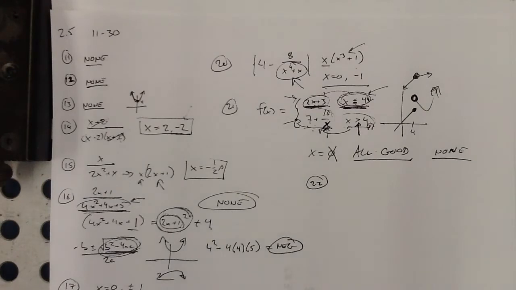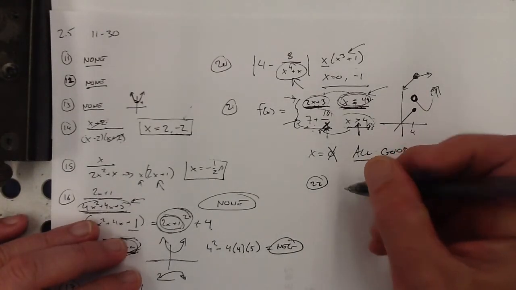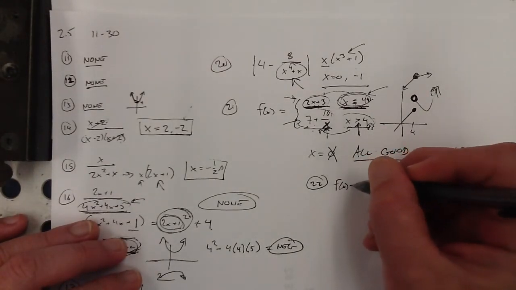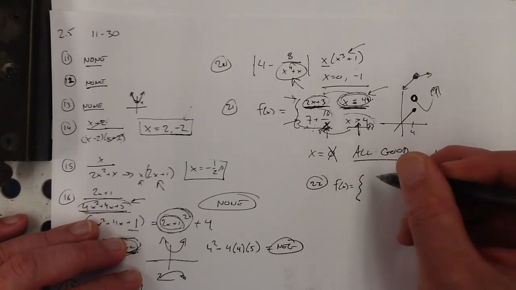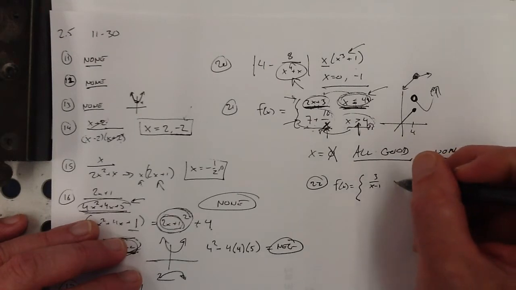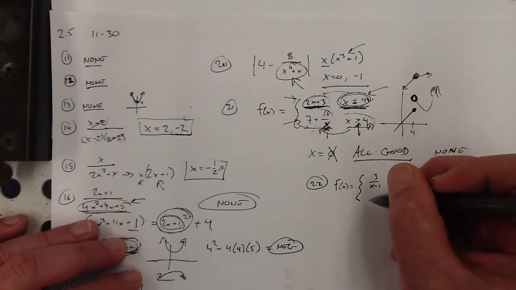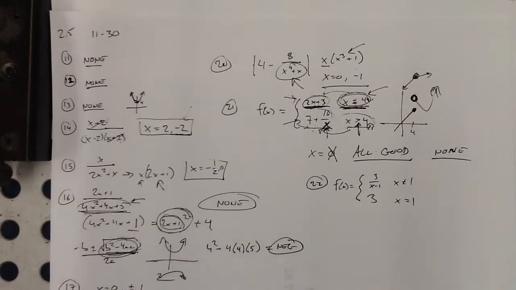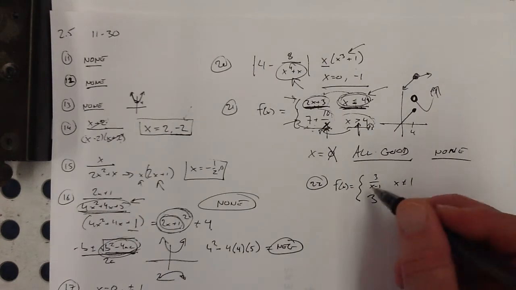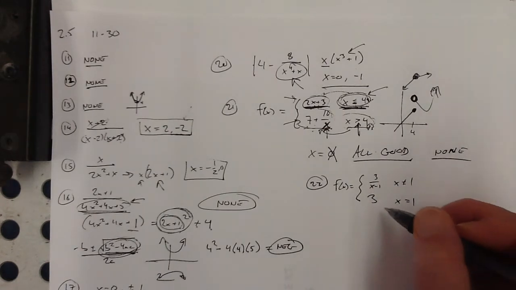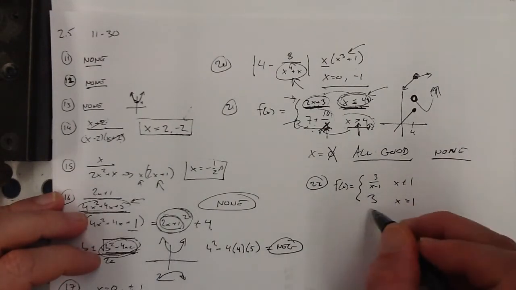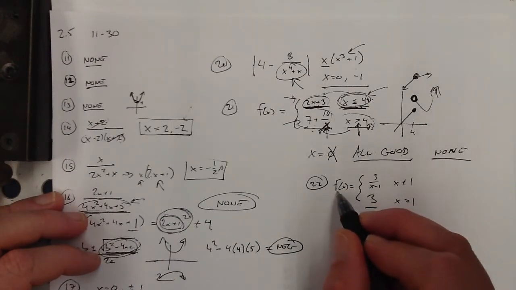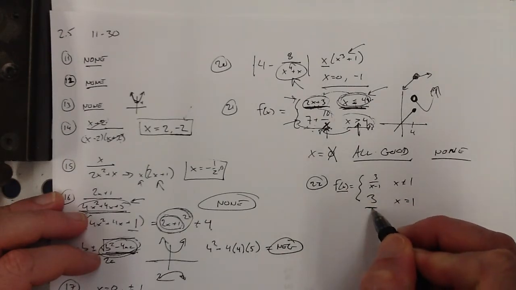So that's how you have to think with piecewise functions. So we'll go through this one a little faster. This time I've got pieces 3 over x minus 1 when x is not equal to 1, and 3 when x is equal to 1. Okay, well, what's going on here? So this function is a horizontal line. F of x equals 3.